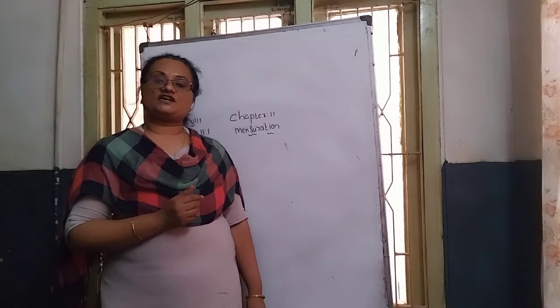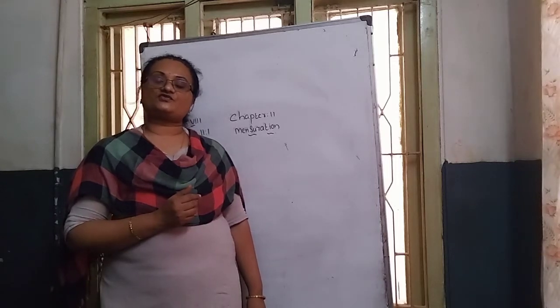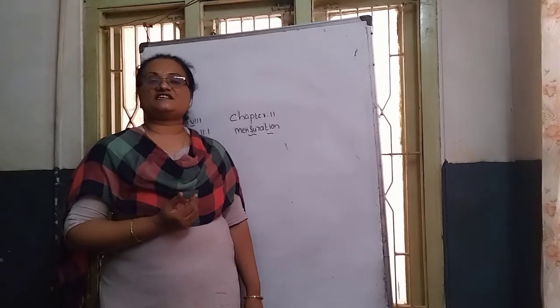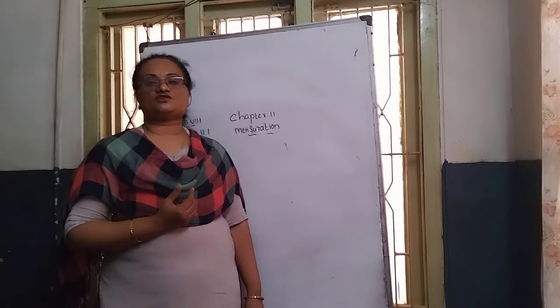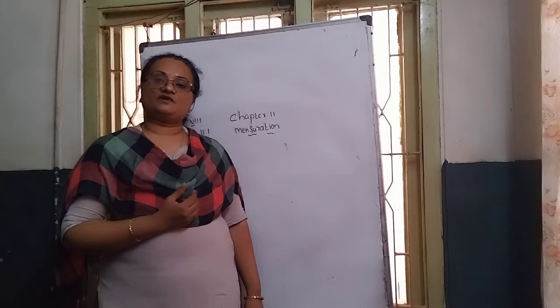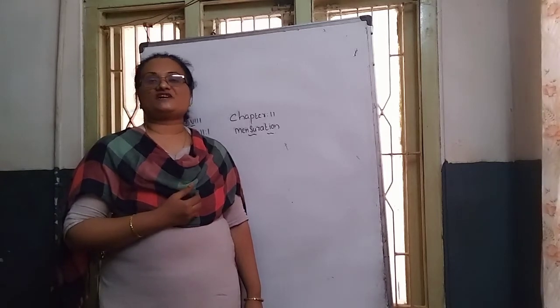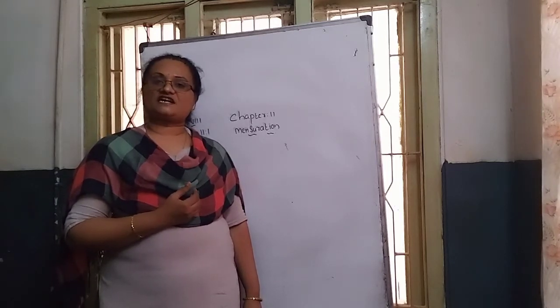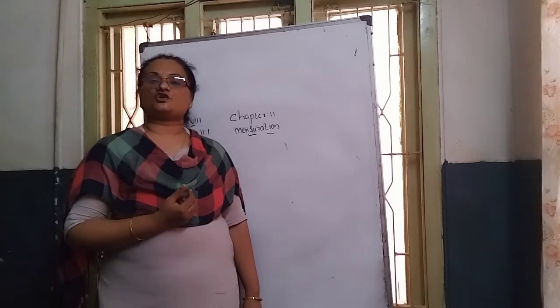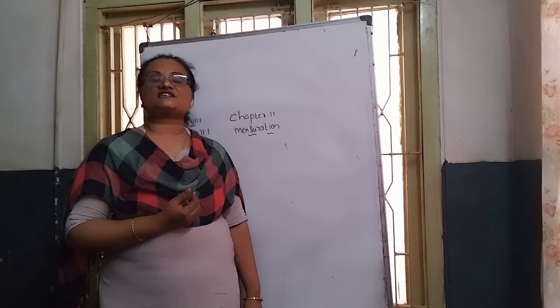So how do we find the perimeter of a square? What is the formula for finding the perimeter of a square? 4 into side is the formula. Then what about the perimeter of a rectangle? The perimeter of a rectangle is 2 into (L plus B) is the formula.